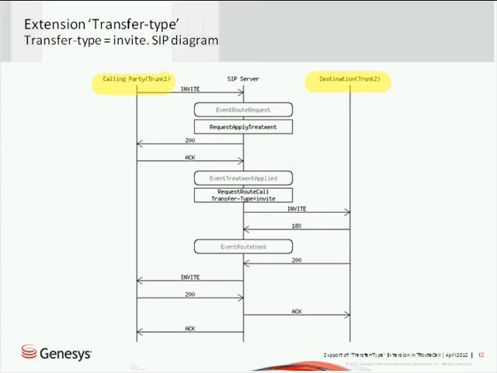If you specify something here, for example, if you set OSP transfer enabled true at both trunks, you will still have this invite method of routing, just because you specified transfer type invite in the request route call. It overrides it.